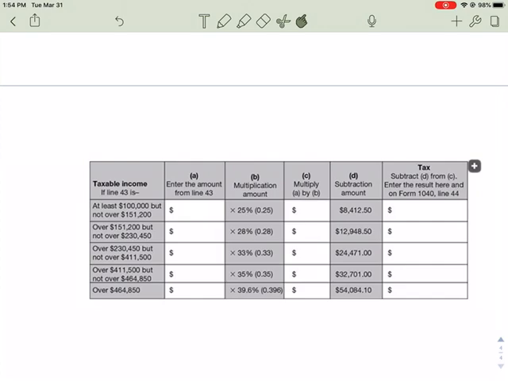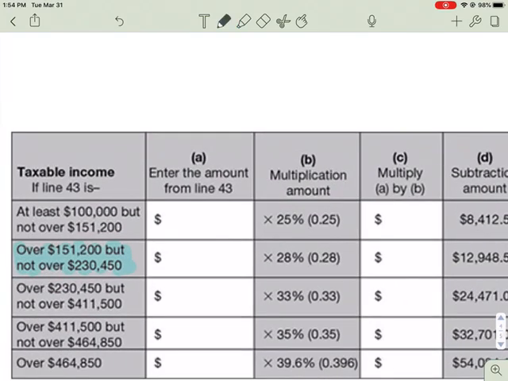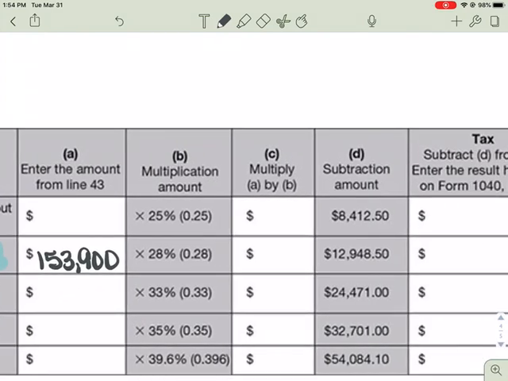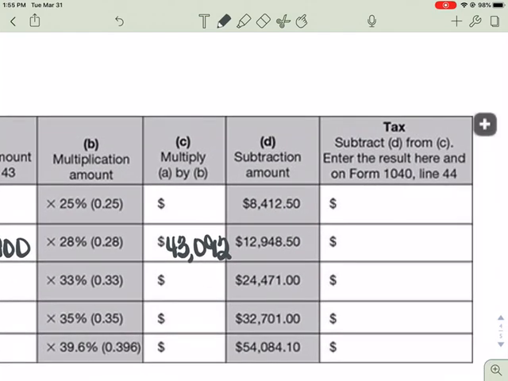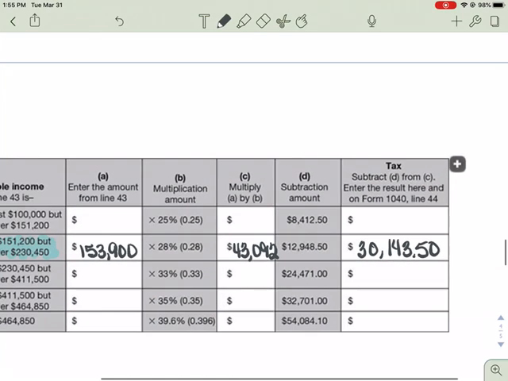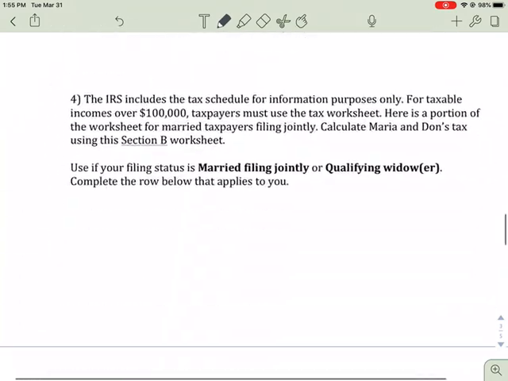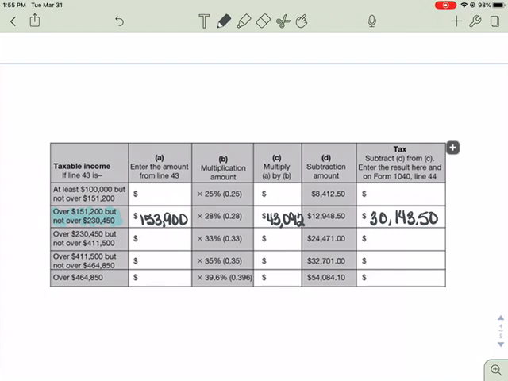Okay, so let's take a look. We want to find in what interval we're going to find their income. So it looks like this one again. 153,900 is going to be in there. And again, we're going to take that and times that by 0.28. Okay, so let's do that. And I got 43,092. Okay, we're going to subtract the $12,948.50 to get there. So that's 30,143.50. Okay, I find that a lot easier to do the computation than we did in the previous problem. So we got the same amount, which is what should happen.